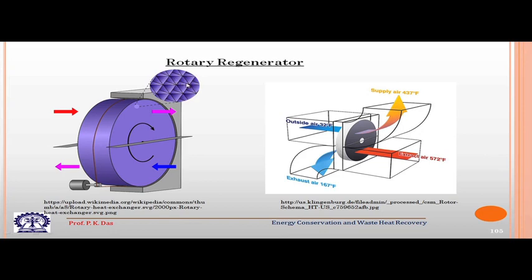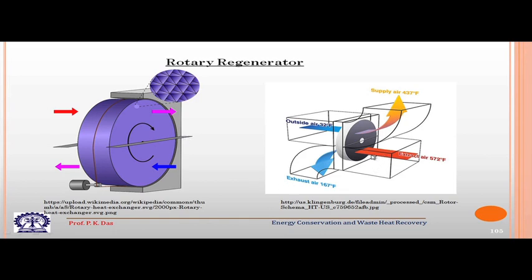So, any gas stream will pass through these triangular passages, and the triangular passages are very narrow. They have walls which are made of special material which can store heat. So, when the hot gas stream passes, they will store heat, and when the cold gas stream passes, they will release heat. So, this matrix, or this wheel which contains this matrix, goes on rotating, and you can see the arrangement by which it rotates.